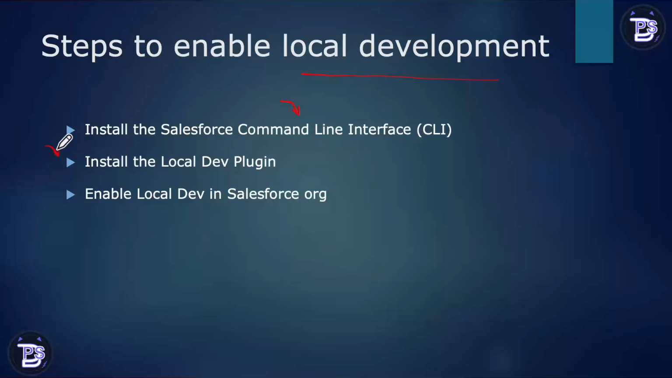Second step is that once the CLI is installed, we need to install the plugin for the local dev. This is again pretty simple. I will give you the commands that you need to utilize. And then the third step is to enable the local dev in the Salesforce target org. It could be a sandbox, production, or a developer org. Once all three steps have been completed, you are ready to utilize local development to preview the real-time updates.